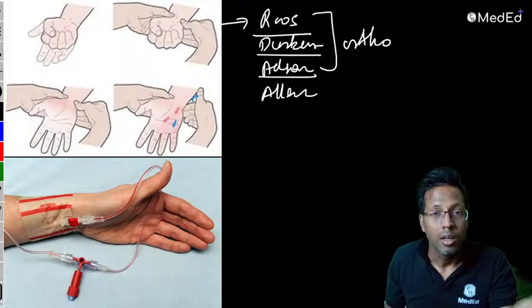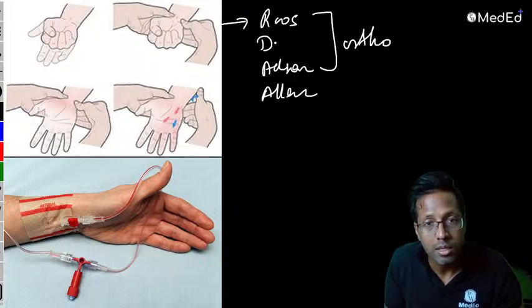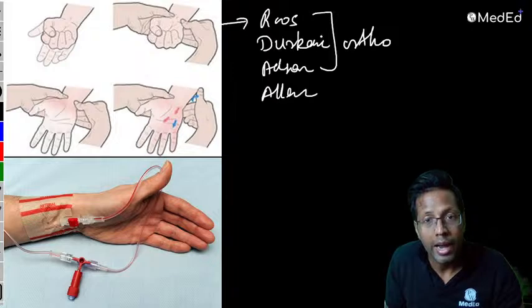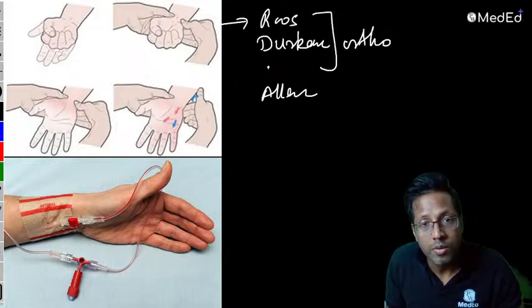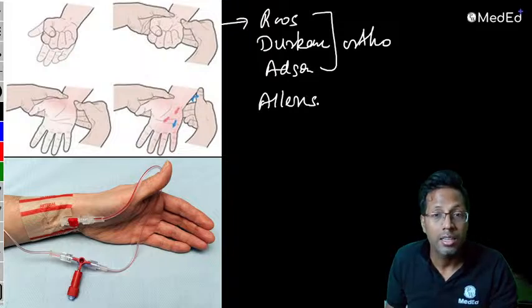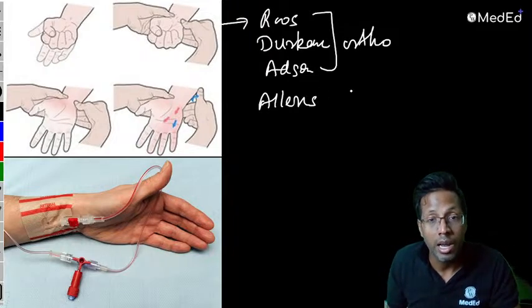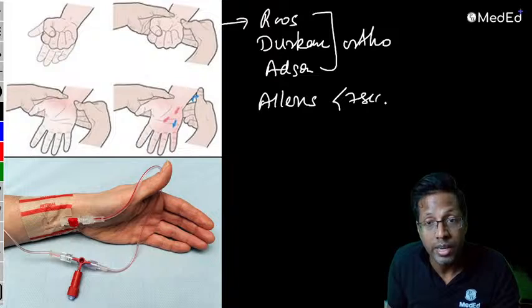Because that is also almost done like this only. So Roux test, Durkin test and Addson test are orthopedic tests which are done. But what was asked in the exam, what is being done over here is the Allen's test, right? Allen's test, very nice. This Allen test is for the patency of the collateral supply between the radial and the ulnar. It should get filled up in less than 7 seconds.